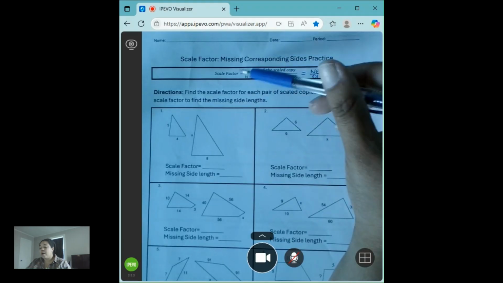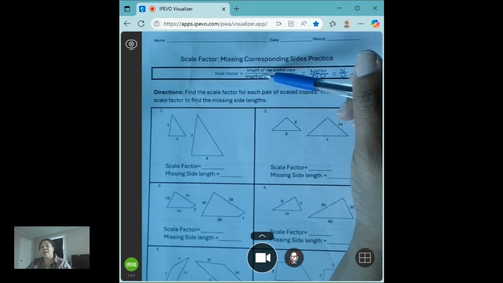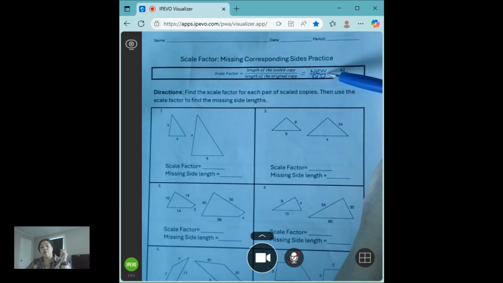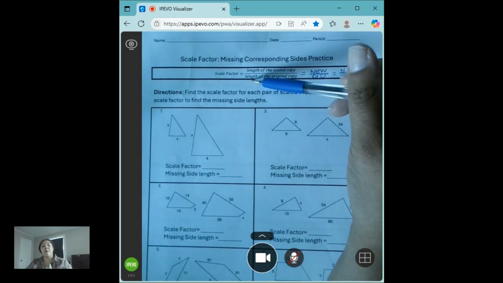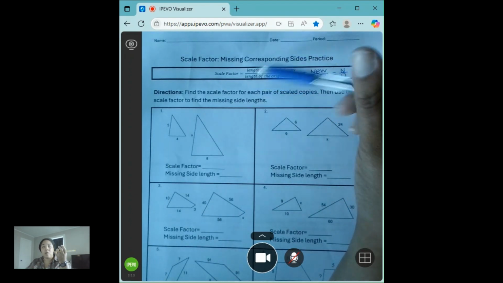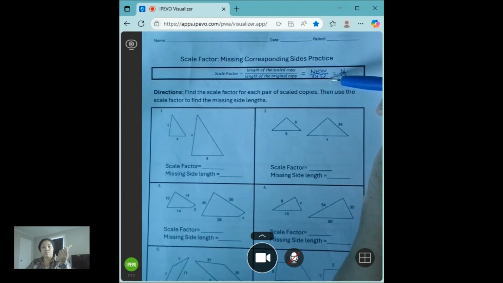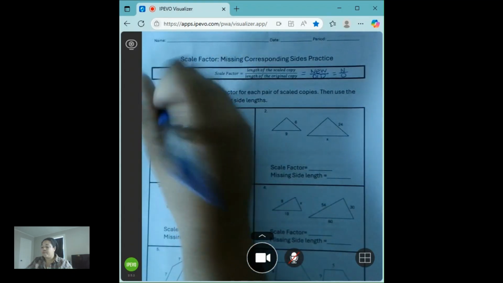Just a reminder, the scale factor is usually the length of the scale copy, so the new image. That's why I put new. And you usually divide by the length of the original copy, because if that's the old photo or old image, I label it as old. Or you could do n divided by o. Same thing. So I'm going to work number one, for instance.